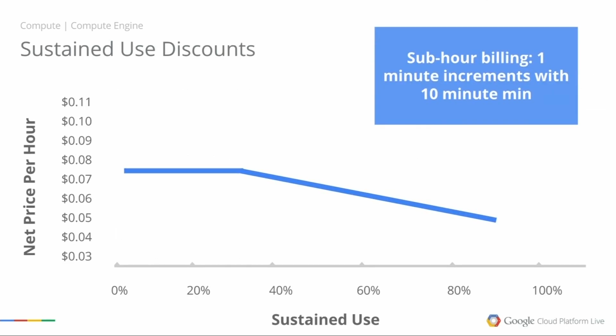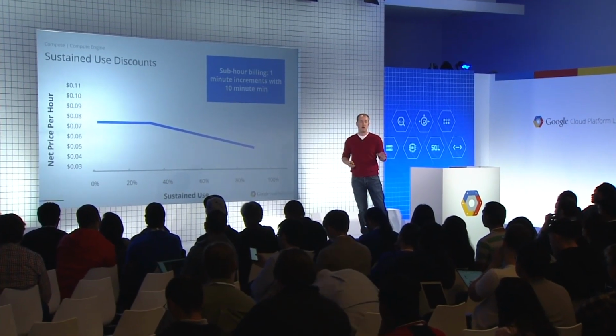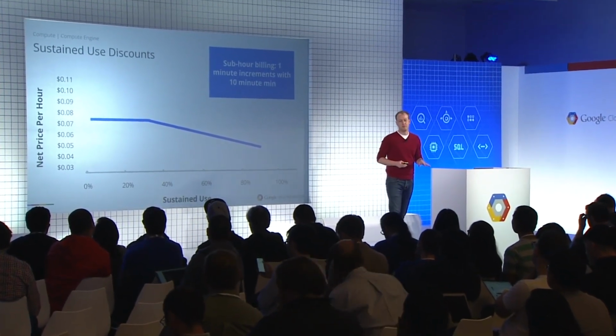The second thing that we've talked a lot about, and I'll just repeat it here, is sustained use discounts and sub-hour billing. So all billing on top of Compute Engine is done in 1-minute increments and with a 10-minute minimum. So this really gives you guys the flexibility to spin up servers for small jobs, spin them down, and not have to pay for the full hour of usage of that VM.